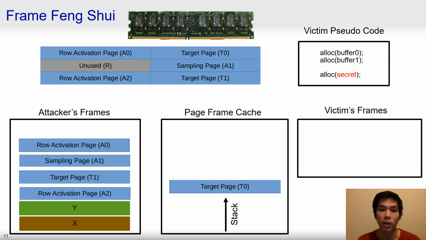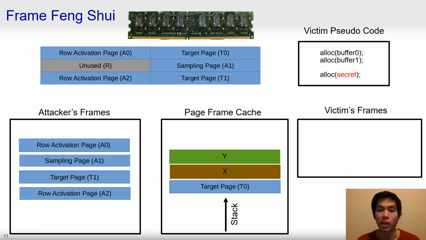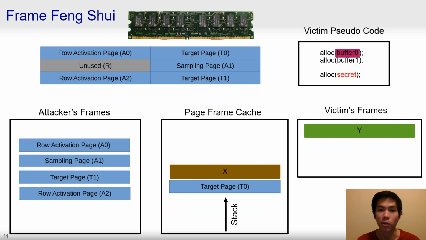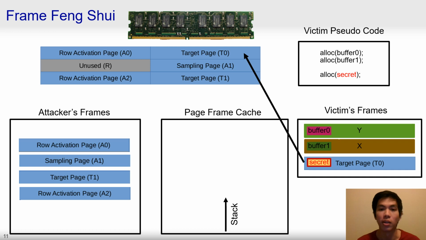Since the victim makes 2 allocations before the secret, the attacker then deallocates X followed by Y, which are pushed on top of T0. Then, if the victim executes the first line of code and requests a new page, Y will be popped for the victim to store buffer 0. The second line of code's request will be served by X. Finally, in the last line of code, when the victim requests memory to place its secret in, target page 0 will be popped and served to the victim, as intended by the attacker who placed it there. The final result is that the victim's secret is located in the attacker-chosen frame, which is mapped back to target page 0.